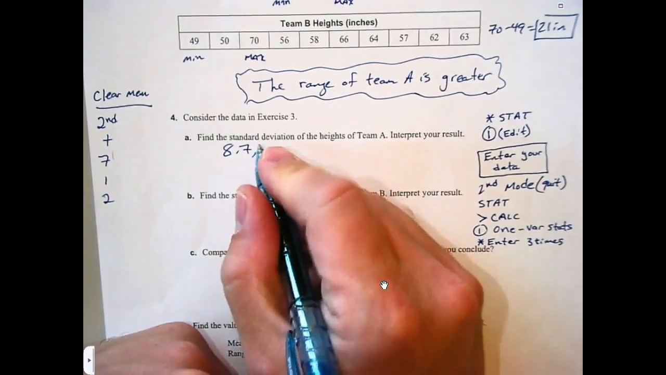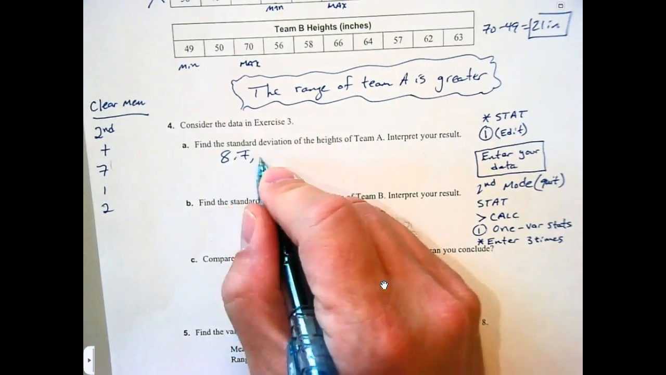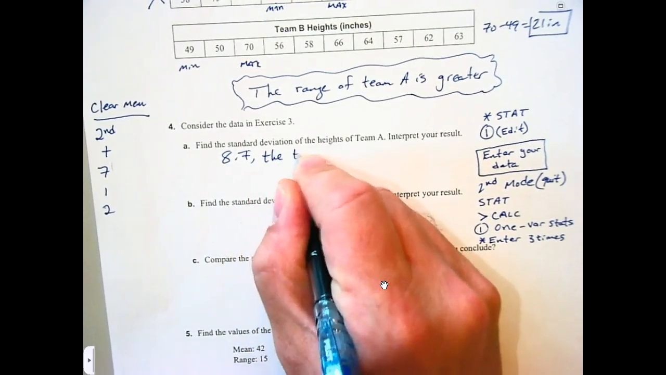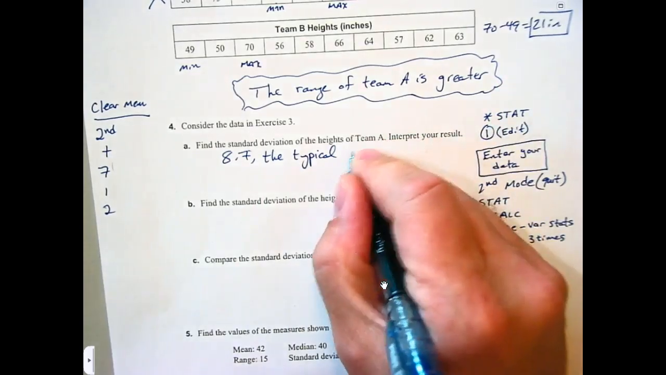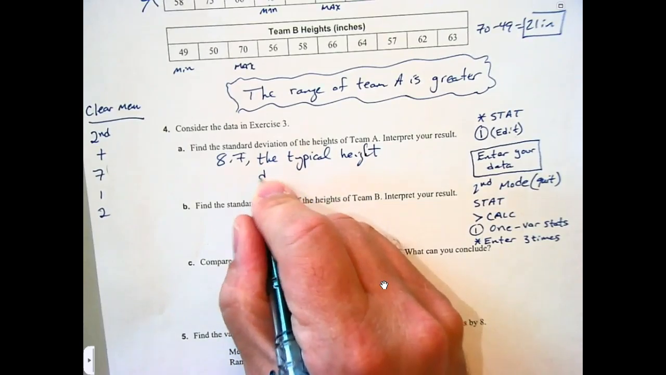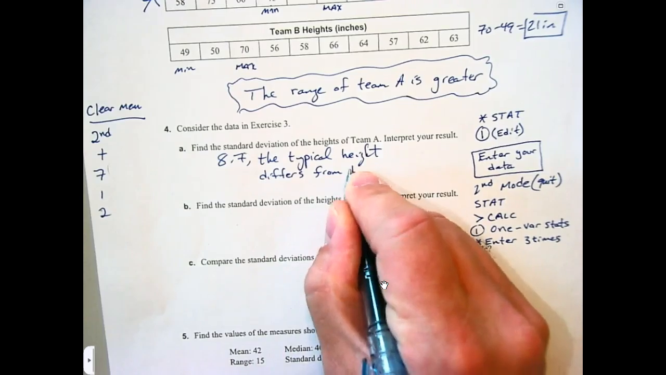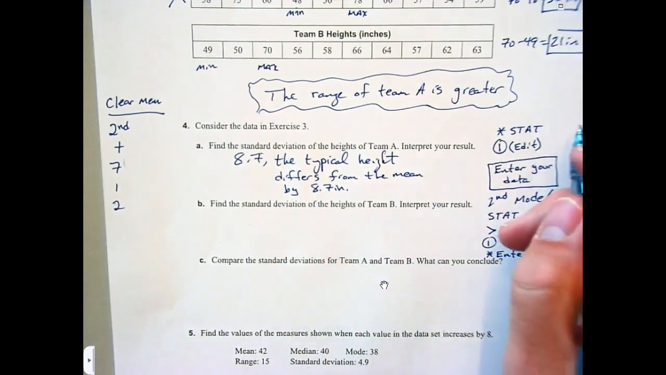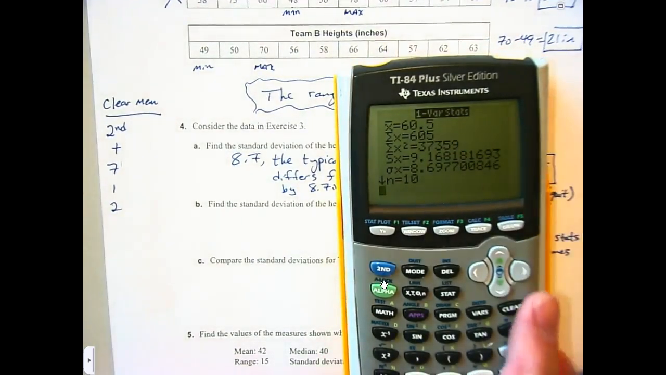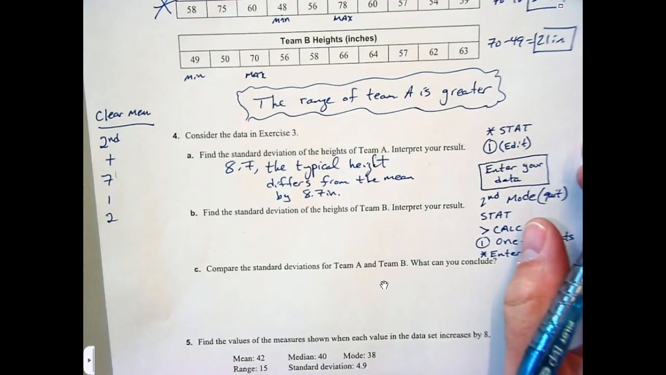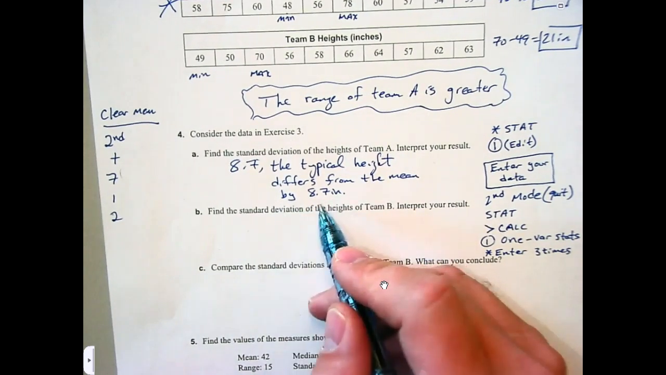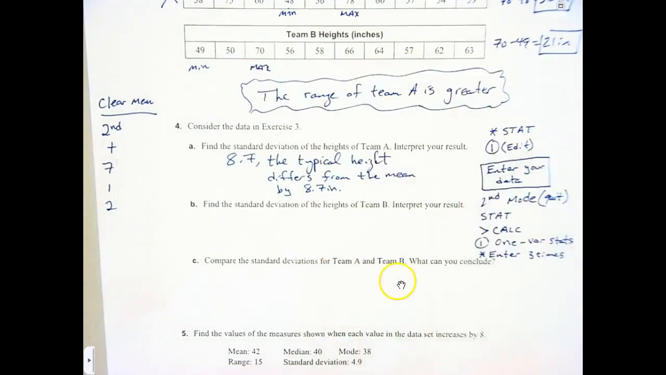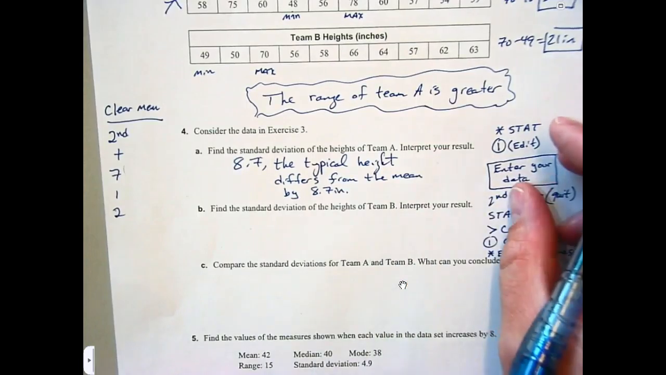Okay. Standard deviation. In the context of this problem, it means how much the typical height deviates from the mean. Since we're dealing with the height of basketball players here, the typical height differs from the mean by 8.7 inches. We know the mean based on our data was 60.5. The typical height would differ by 8.7 inches. So a person that's one standard deviation away would be at 60.5 plus 8.7 or 60.5 minus 8.7. That would be one standard deviation away.